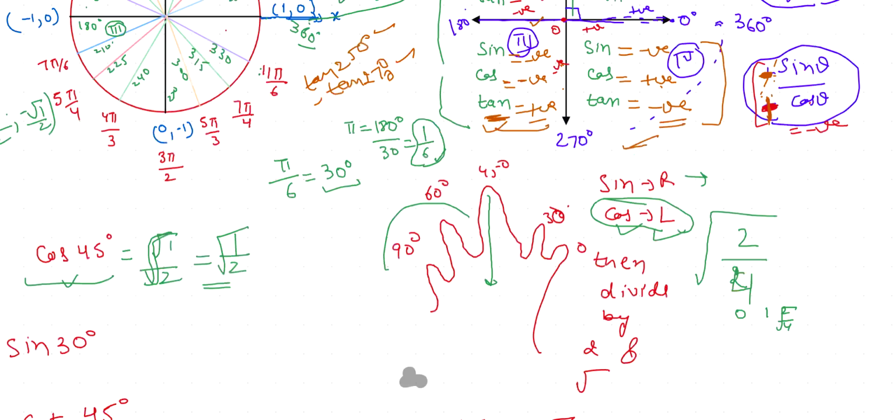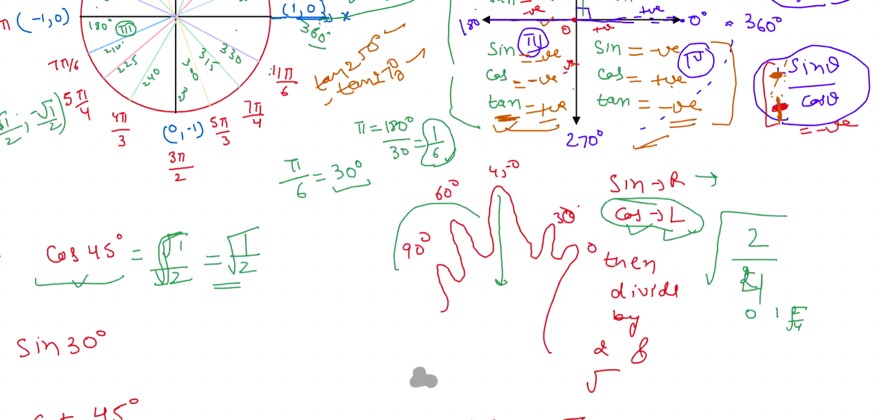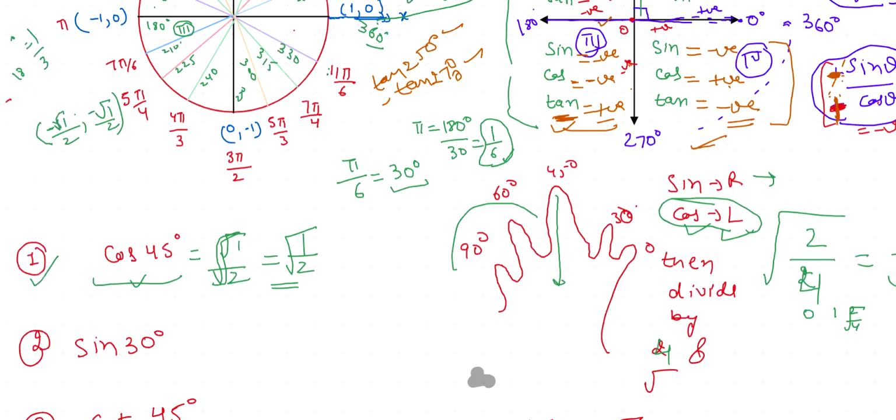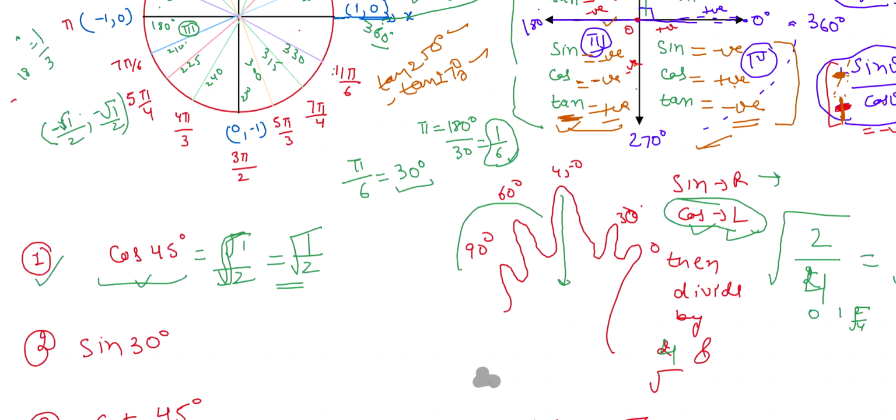Okay, just count the number of fingers. Here are 2 fingers. Then divide it by 4 and take the square root. Then you will get the value 1 by root 2. And the next one is for sine 30. For sine 30, you have to check the number of fingers on the right hand side. It is 1 divided by 4, and then take its square root. That is 1 by 2.